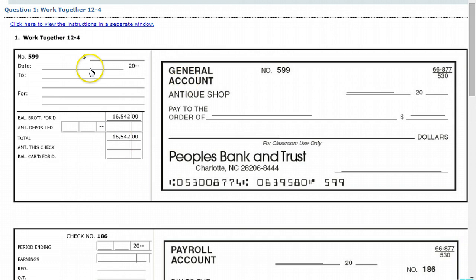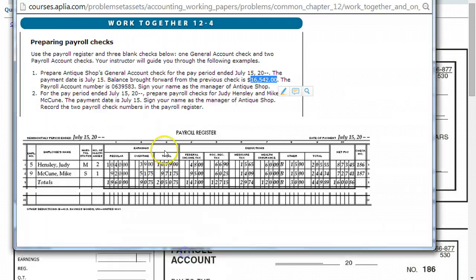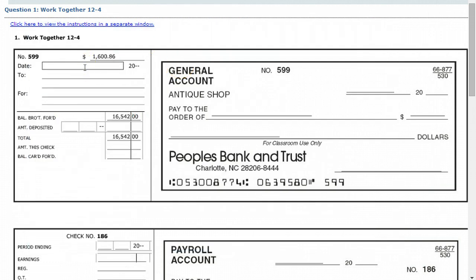So let's go right here and do this. We're going to write a check for $1,686. The date today, according to the directions, is July 15th, and that's when we're writing the check. So we're going to write down July 15th. We're going to write a check to our payroll for July 1st through 15th. To our payroll account. We're going to write down the account number, and we're going to write down that it was for payroll for July 1st through 15th.